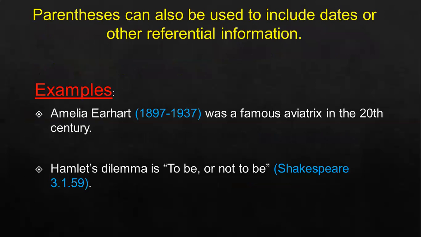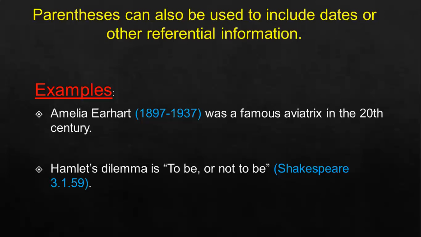They can also be used to include dates or other referential information, like Amelia Earhart (1897 to 1937). This is when she was born and when she died. So we're adding some referential information or dates. She was a famous aviatrix in the 20th century. Again, this date, when she was born and when she died, is put into parentheses.